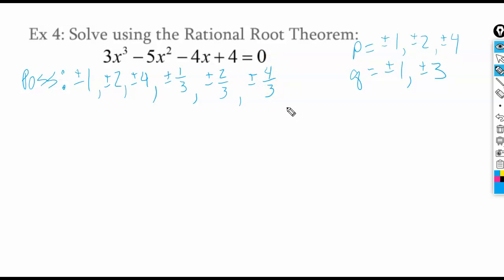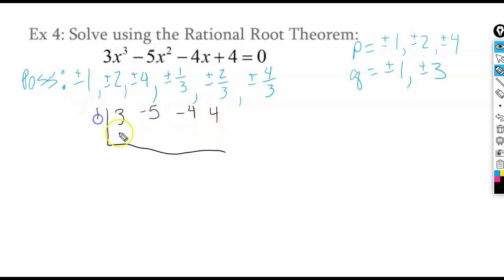Yes, that feels like it's a long list, but it's still easier to test 12 numbers than it is to just go through and try every random fraction. Like there's an infinite number of numbers in the universe. Narrowing it down to 12 has done a big service to us. So now we need to find the actual zeros. So we've got 3, negative 5, negative 4, and 4.